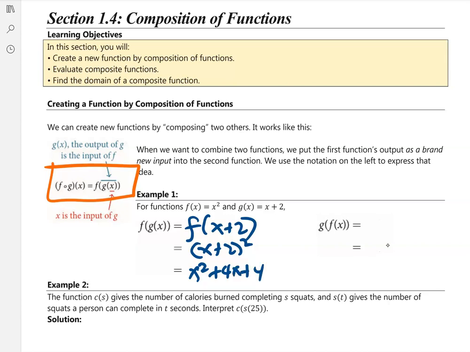Next, g of f of x. Now this is g of f of x. f of x is x squared, and you plug in x squared to the x of g of x, so x squared plus 2.